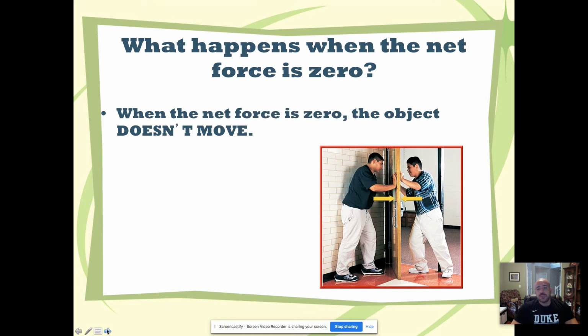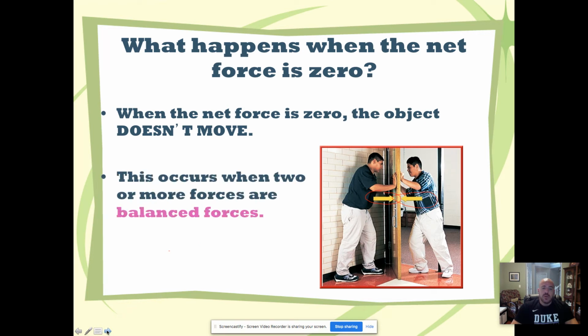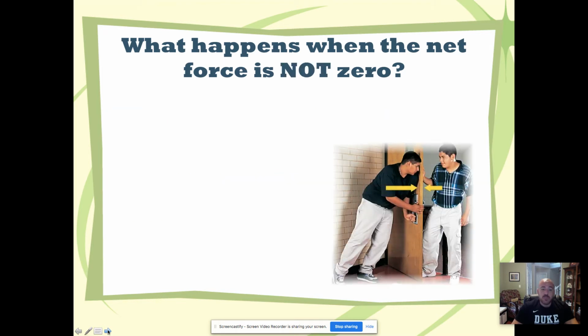which we see again in the picture. These 2 boys are pushing in opposite directions. You can see by the size of the arrow that it's the same force, so that door was not going to move. These are called balanced forces, which makes sense because things that are balanced are even. So these forces are the same strength in opposite directions, so everything's balanced. And as long as everything's balanced, there will be no movement.